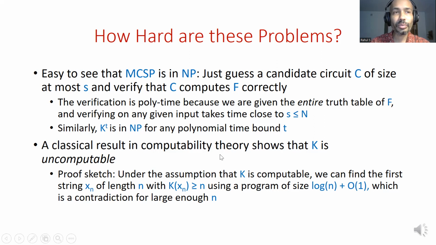So which is the first string y of length n such that y with parameter n is rejected by A? Just by simulating A on strings in lexicographic order, you can determine this. But in order to find such a y, it only requires the representation of n, which is log n bits long, together with the program for doing what I just said. So it's log n plus order 1 bits. But that's a contradiction, because you're describing a string y of Kolmogorov complexity greater than or equal to n using log n plus order 1 bits. When n is large, this is impossible.